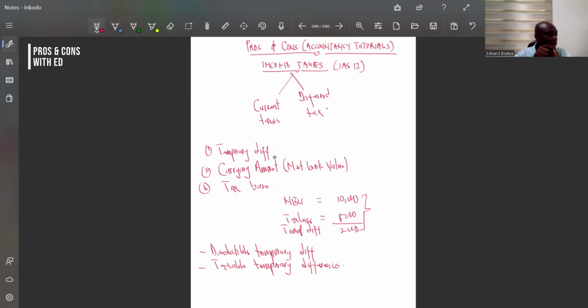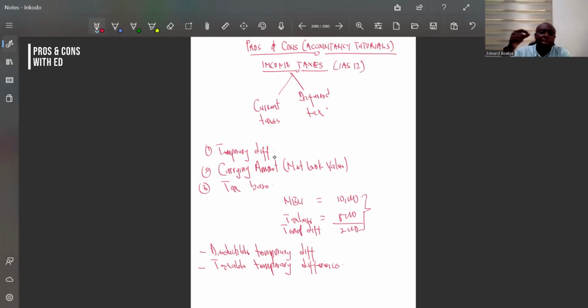And once our net book value is higher than the tax base, then we get what we call a taxable temporary difference. But if our tax base is higher than the net book value, then we get what we call a deductible temporary difference. If your net book value is higher than the tax base, it simply means that you are keeping a certain difference in your books, and the Ghana Revenue Authority is saying that we have to charge you tax on it.